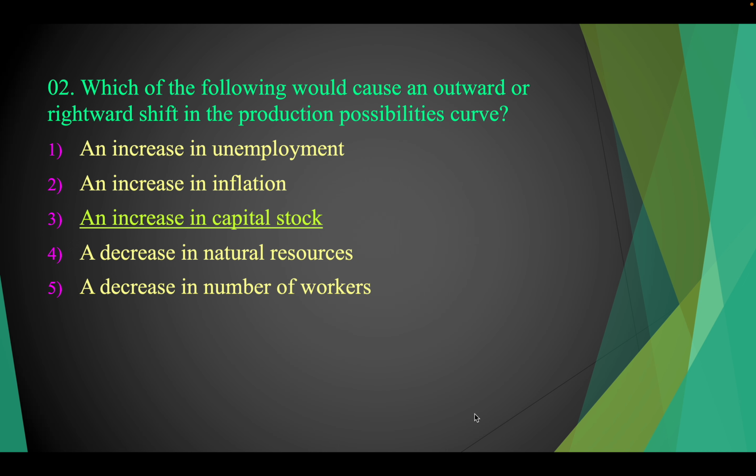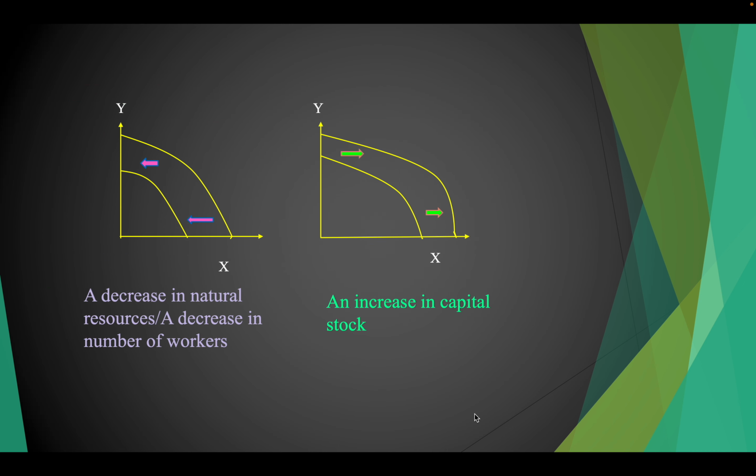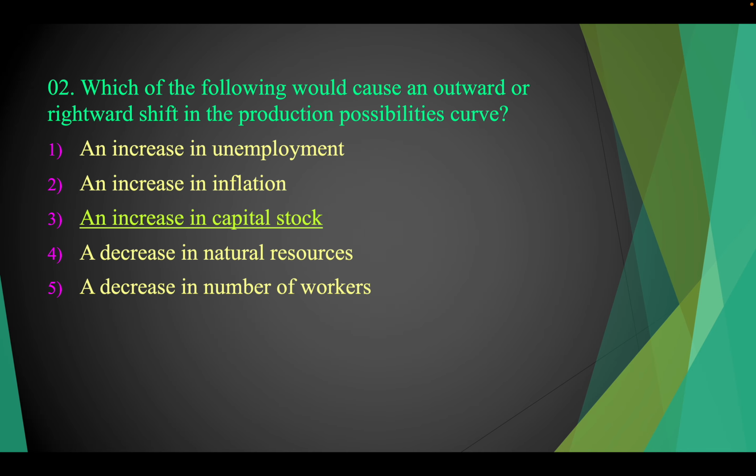Then next one, an increase in capital stock. Like here you can see the graph, an increase in capital stock. Capital stock, you know, the resources increase can be shown by the PPC curve shifting rightward. Land, labor, capital and entrepreneurship increase, that means the production factors increase, resources increase, can be shown by the production possibility curve shifting rightward. So that is the answer.